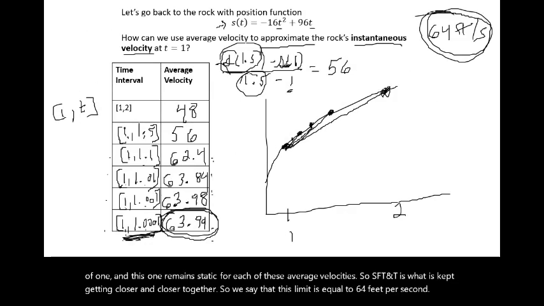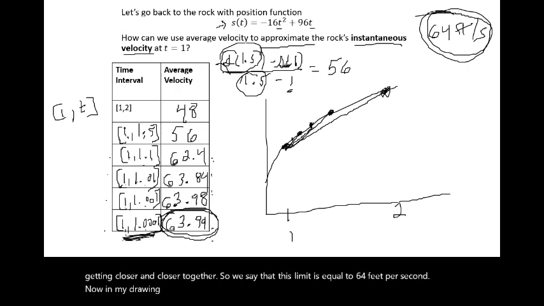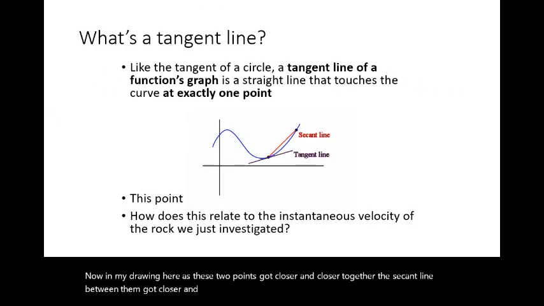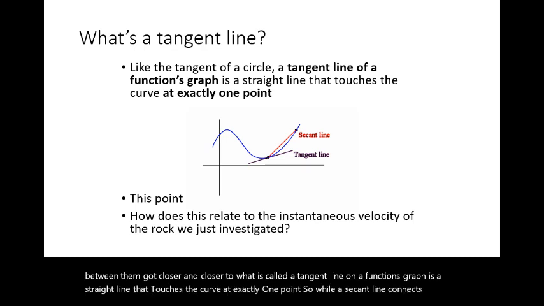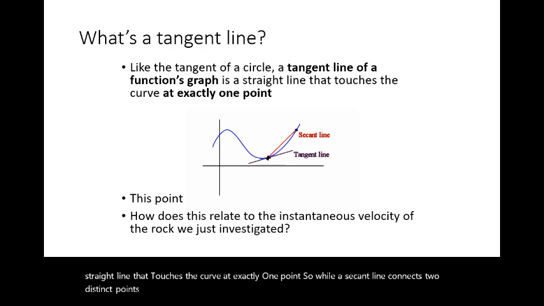Now in my drawing here, as these 2 points got closer and closer together, the secant line between them got closer and closer to what is called a tangent line. A tangent line on a function's graph is a straight line that touches the curve at exactly one point. So while a secant line connects two distinct points, a tangent line just touches the function's graph at exactly one point. And this point right here is called the point of tangency.